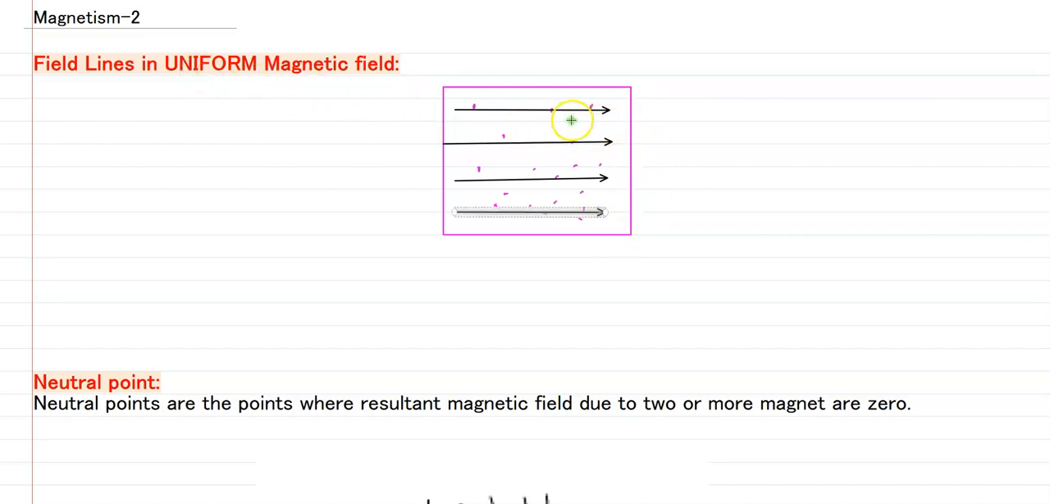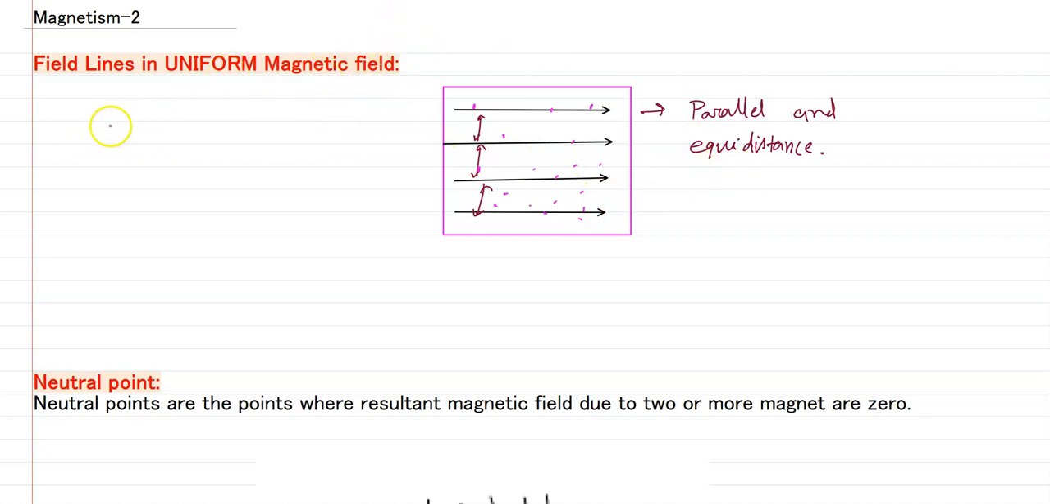And as magnetic field intensity is defined by the number of field lines per unit area, the number of field lines per unit area will be the same. That means the distance between two field lines will be the same. Okay, so in a uniform magnetic field, the field lines will be parallel and equidistant.